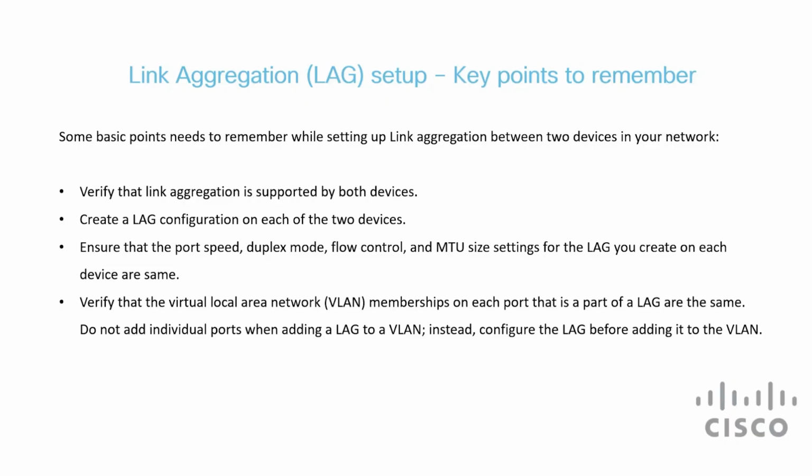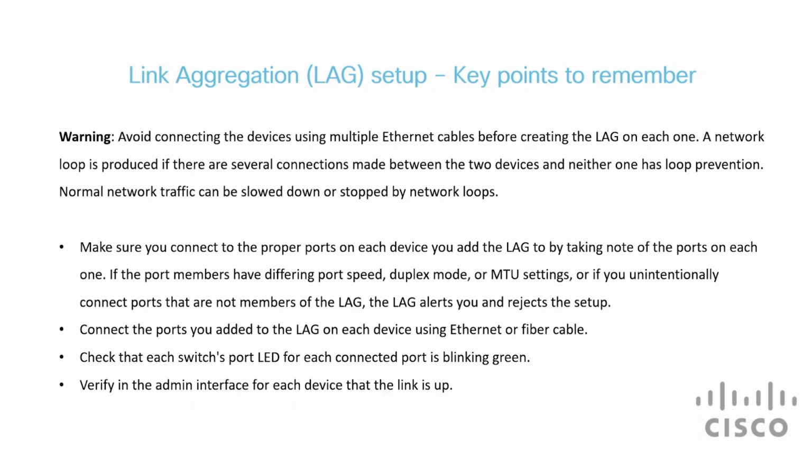When configuring dynamic LAGs, there are some best practices to ensure your network stays stable. Verify that both devices support link aggregation. Ensure the port speed, duplex mode, flow control, and MTU size settings are identical on both switches. Configure the LAG before adding it to a VLAN. Avoid connecting multiple cables before the LAG is configured to prevent network loops, which can slow down or stop traffic. And if the switch detects a mismatch in settings like speed or duplex, it will reject the LAG setup. Matching configurations are needed on both switch 1 and switch 2.